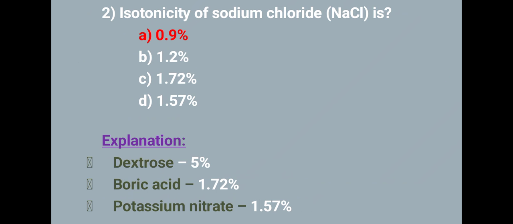Now coming to second question. Isotonicity of sodium chloride is option A 0.9%, option B 1.2%, option C 1.72% and option D 1.57%. The correct option is option A 0.9%. Now we can see some explanations. So the isotonicity of dextrose is 5%. And 1.72% of boric acid is considered as isotonic and 1.57% potassium nitrate is considered as isotonic.